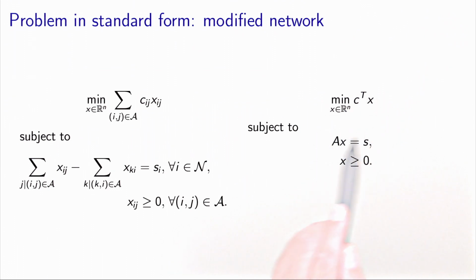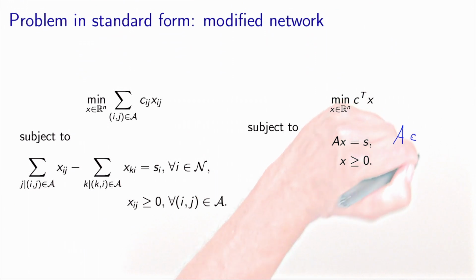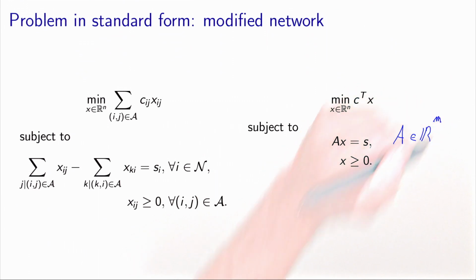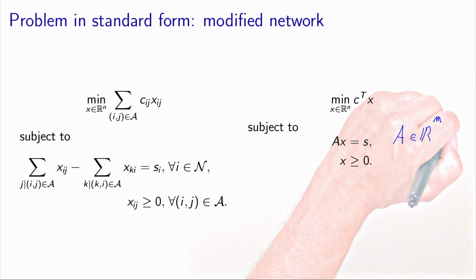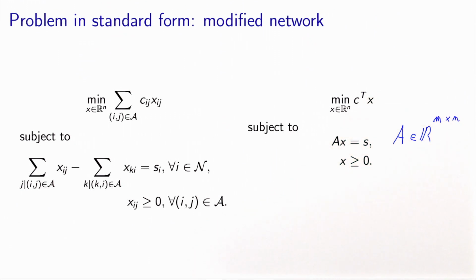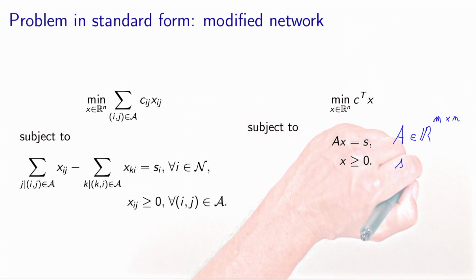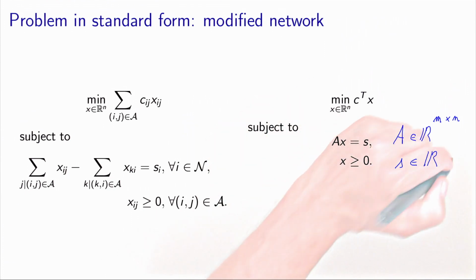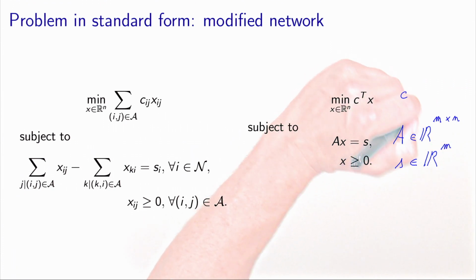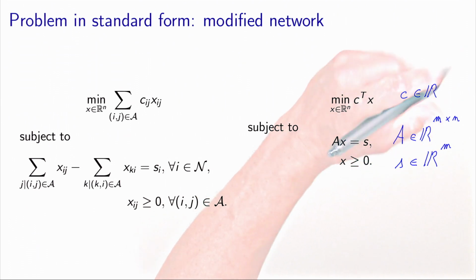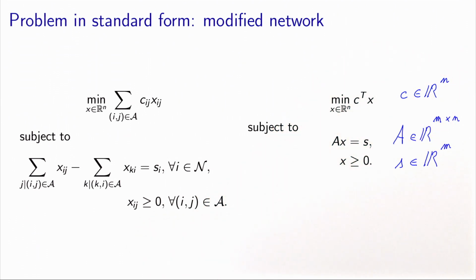So we have the minimization of C transpose X, where C is the cost vector, subject to AX equals S, where A is a matrix with M rows, which is the number of nodes, and N columns, which is the number of arcs in the network. And S is the vector of supply-demand data, which is of length M, the number of nodes. And of course, C is a vector in R^N, with N the number of arcs.